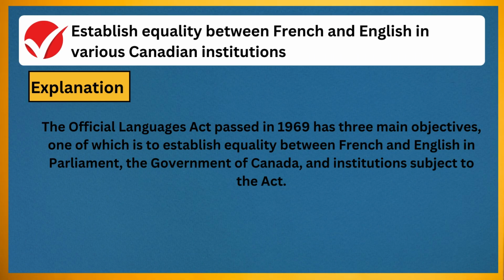The correct answer is establish equality between French and English in various Canadian institutions. Explanation: the Official Languages Act passed in 1969 has three main objectives, one of which is to establish equality between French and English in Parliament, the Government of Canada, and institutions subject to the Act.